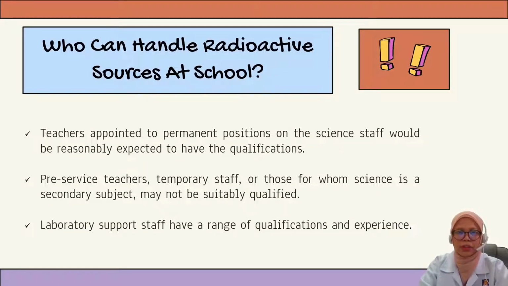Next, I will continue about who can handle radioactive sources at school. Actually, only appropriate, qualified or trained staff can handle radioactive sources. Basically, teachers appointed to permanent positions on the science staff would reasonably be expected to have the qualification because they are required to handle radiation risk, and so they need to have a sound understanding of associated hazards and handling requirements. Next, post-service teachers, temporary staff, or those whose science is a secondary subject may not be suitably qualified, so they need to be supervised by qualified teachers until they have gained knowledge and experience.